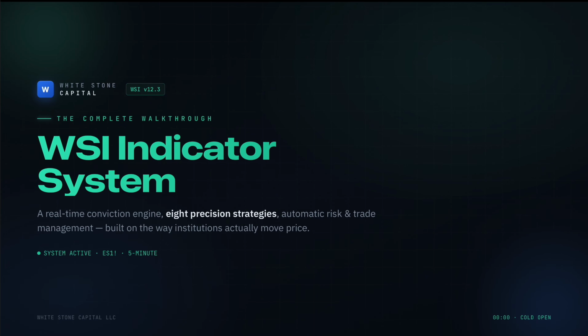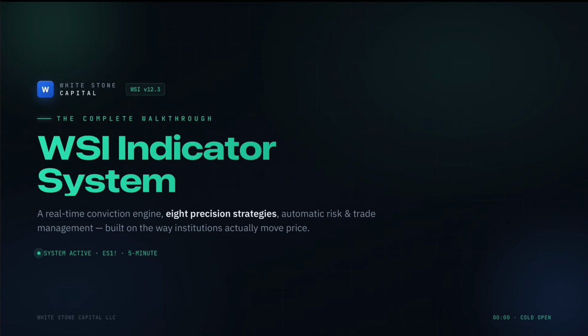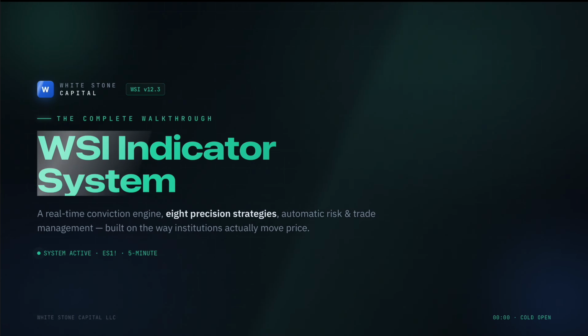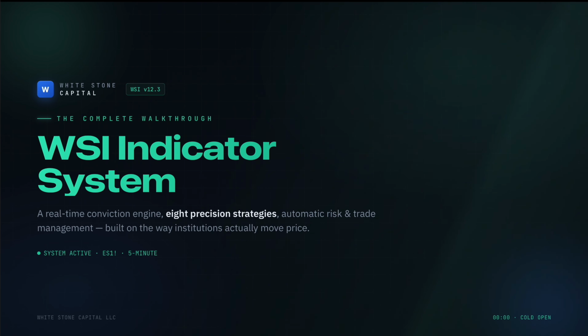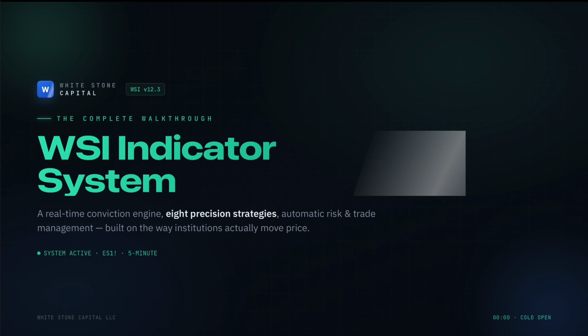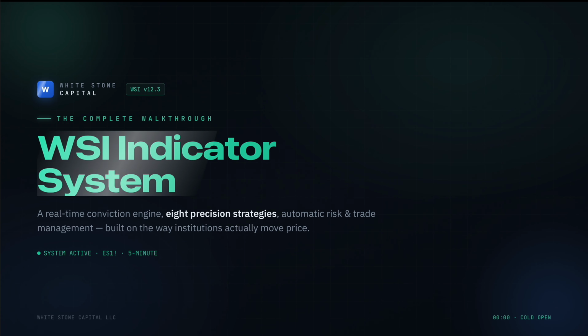Well, today we're going to go through an in-depth look at an indicator that has consistently beaten the market. This indicator is built to fix, well, your management, and no more guessing and no more gambling. What you're looking at on the screen right now is the Whitestone Capital WSI system, version 12.3. So 123 other versions came before it. It was built over years of studying how institutions actually move price, market structure, liquidity, order flow, and risk.